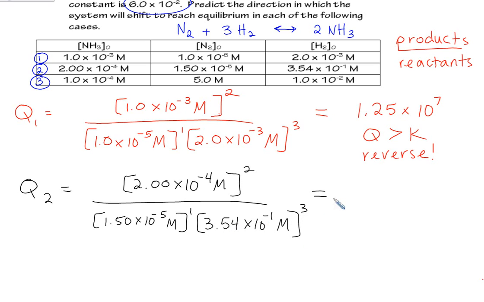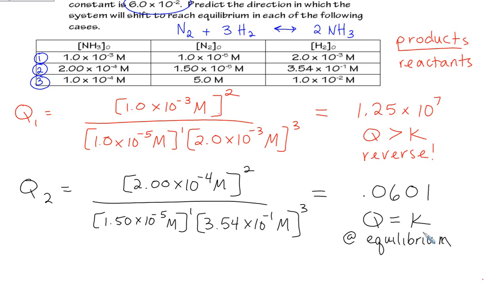Alright, so we'll plug all this into our calculator. Divided by 3.54 times 10 to the negative first cubed. And I get approximately 0.0601, which is approximately the value of K. 6 times 10 to the negative second, yeah, it's about 0.06. Close enough. Let's say Q equals K. We are at equilibrium. No shift necessary. At equilibrium.